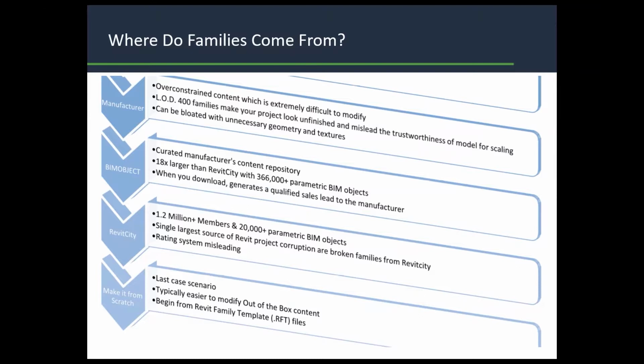According to them, they've got 366,000 plus parametric BIM objects. But the thing you need to note about BIM object is that when you download it, it generates a qualified sales lead to the manufacturer. So I'm not saying Conair would do this since I picked on them earlier, but if I click on their TriFab 400 system through BIM object, they're probably going to get an email that says, hey, user J Hughes, and here's his email address, downloaded your system and is interested in it.